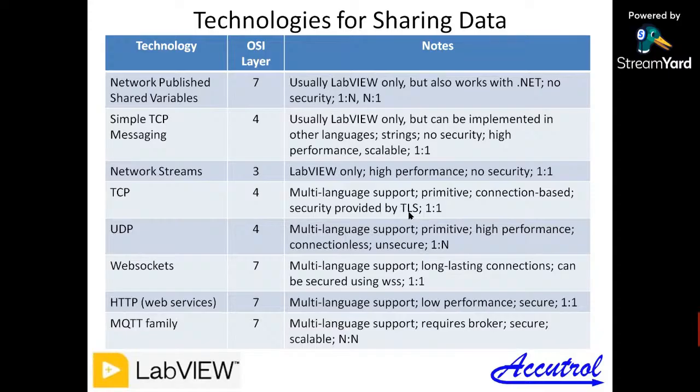WebSockets is a tool that is used in LabVIEW, but it is not LabVIEW only. It is at the OSI layer of application layer.